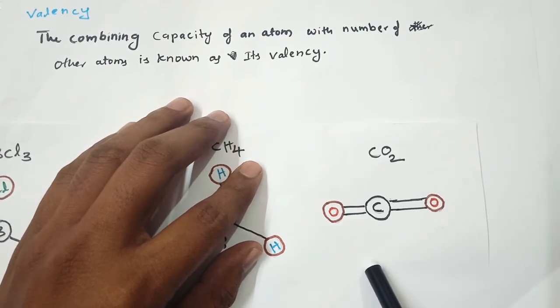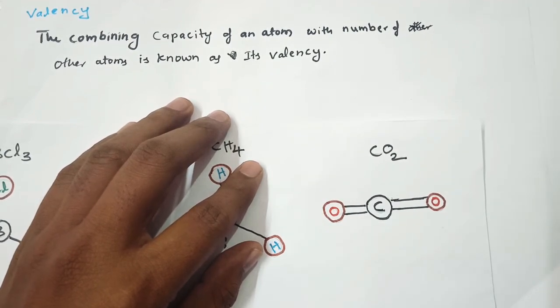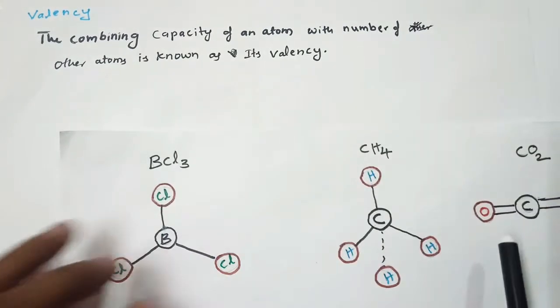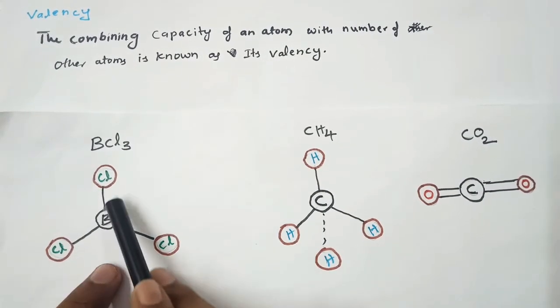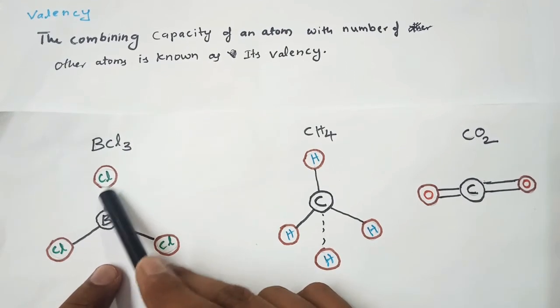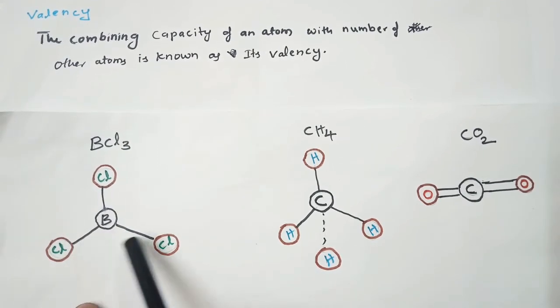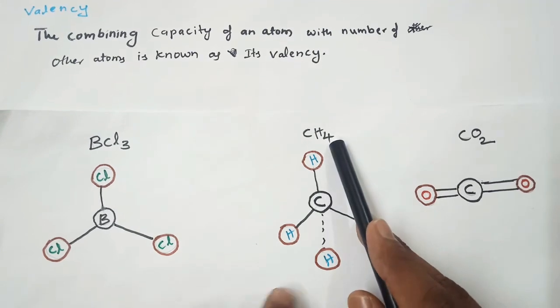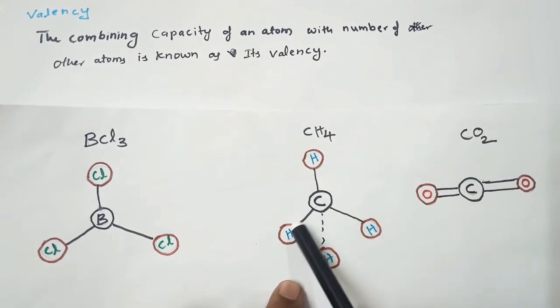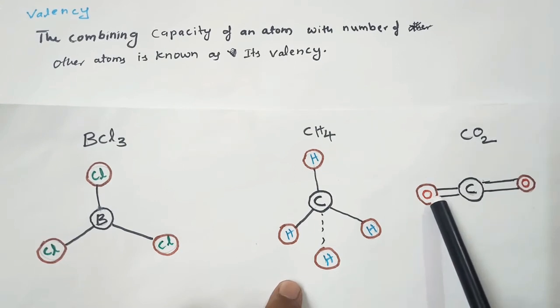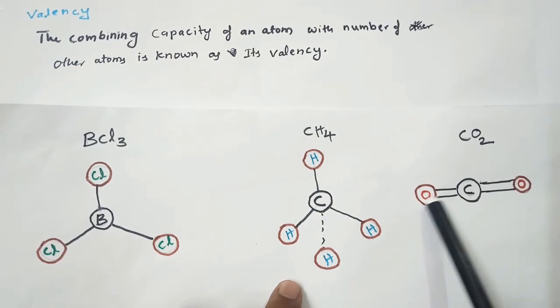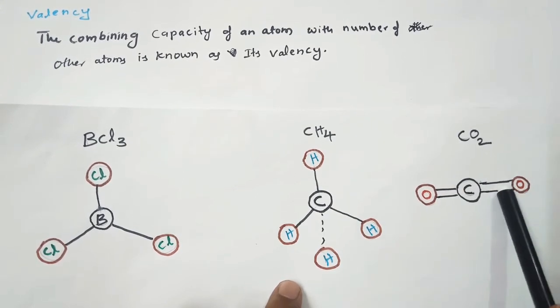But in reality that is not correct, because if you look at these 3 examples, in the first example the chlorine can form only a single bond. Here also a single bond. And in this methane molecule also, the hydrogen can form a single bond with the central atom. But in this case, the oxygen atom can form 2 bonds.